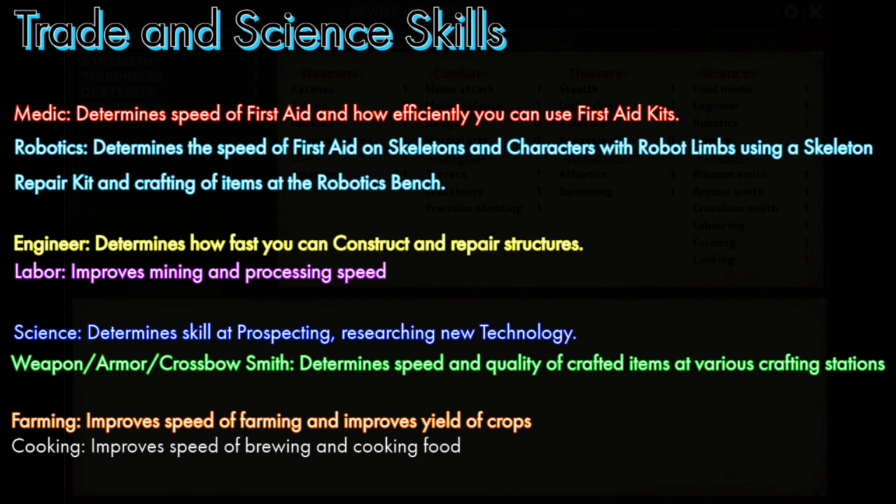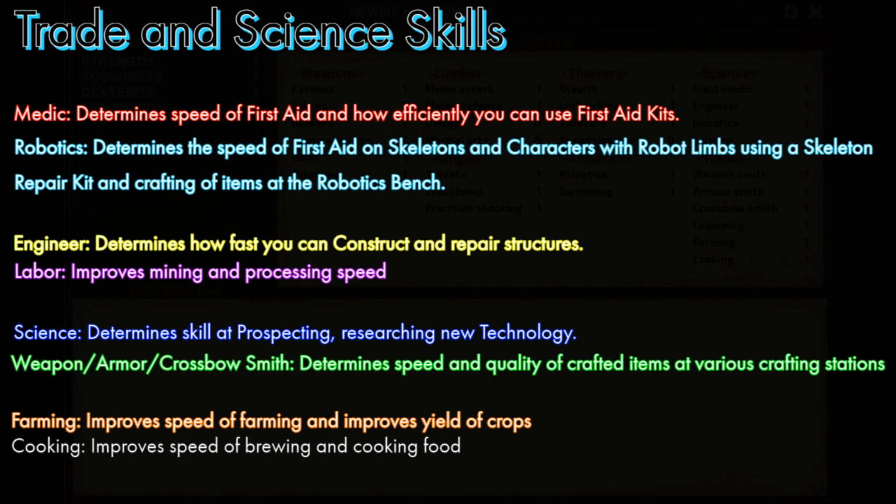When it comes to the trade and science skills, they all function the same. The higher you have the skill, the faster you are at the action that you're assigned. The medic and robotic skills also increase the efficiency of using first aid kits and skeleton repair kits. The higher you have the skill, the less of the kits you use as you use them.